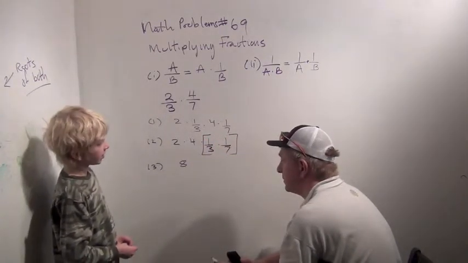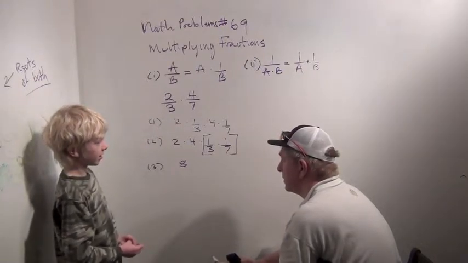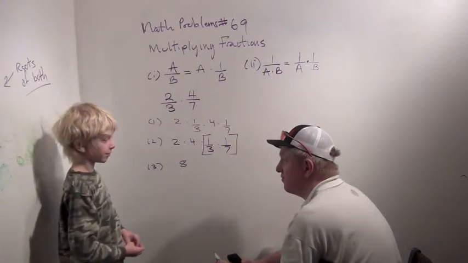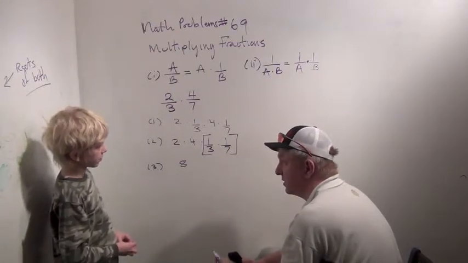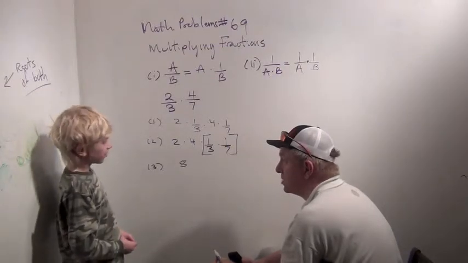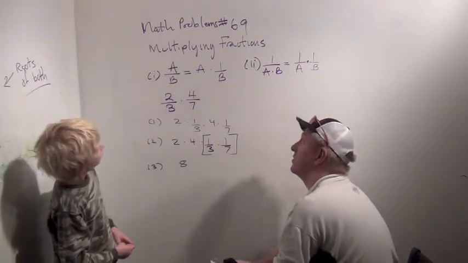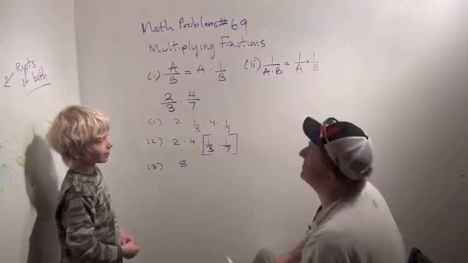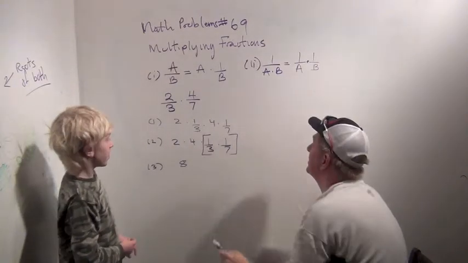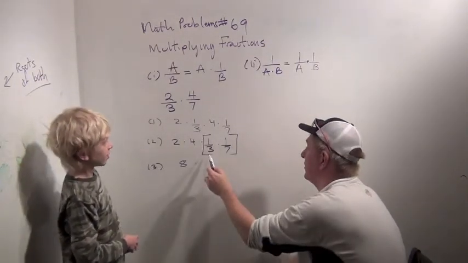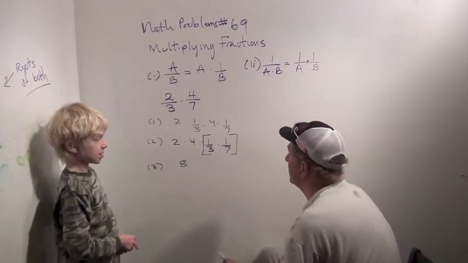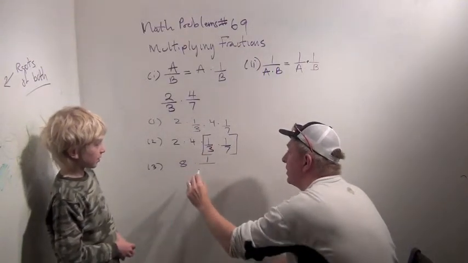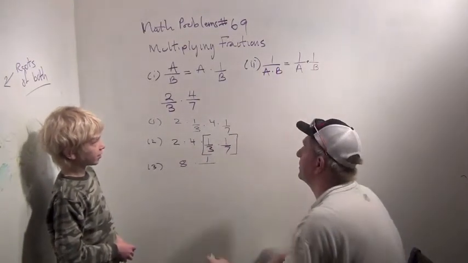But what can we do with this 1/3 times 1/7? Well, we could multiply the denominators. What allows you to do that? Do we have any rule that helps us with this? Yeah, that rule that says 1 over A times B. So in this case, it's 1 over 3 times 7, which equals 1 over 21.